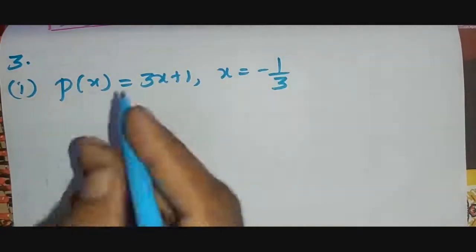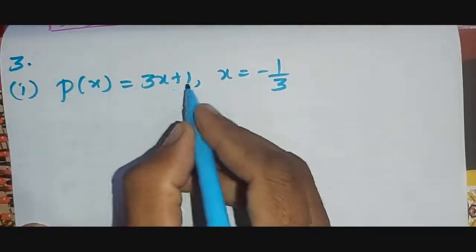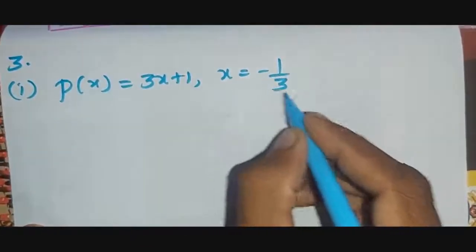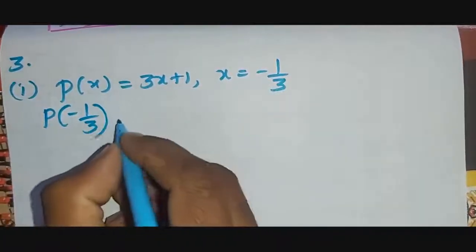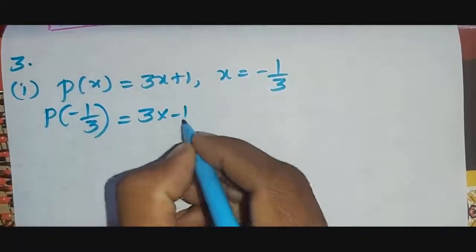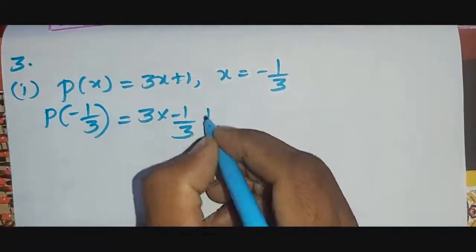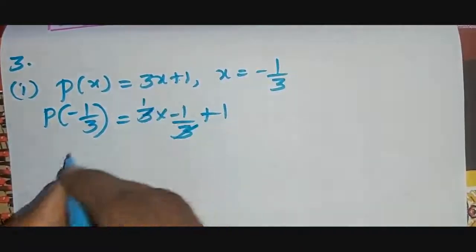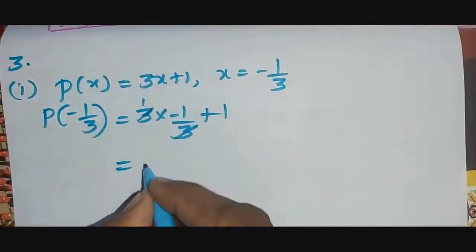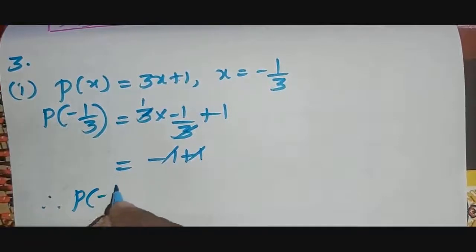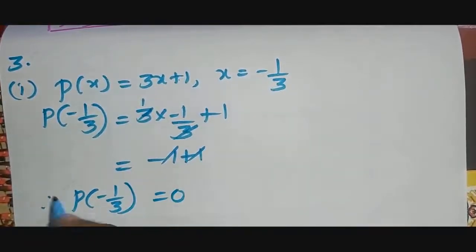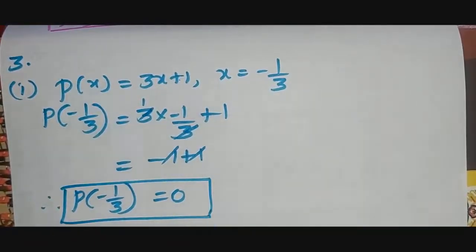Okay, here we have the first question. P of x is equal to 3x plus 1, x is equal to minus 1 by 3, and P of minus 1 by 3. We have to put this value in this. 3 into minus 1 by 3 plus 1. See here, 3 and 3 cancel, and this is minus 1 plus 1. Therefore P of minus 1 by 3 is equal to 0, and this is the right answer.